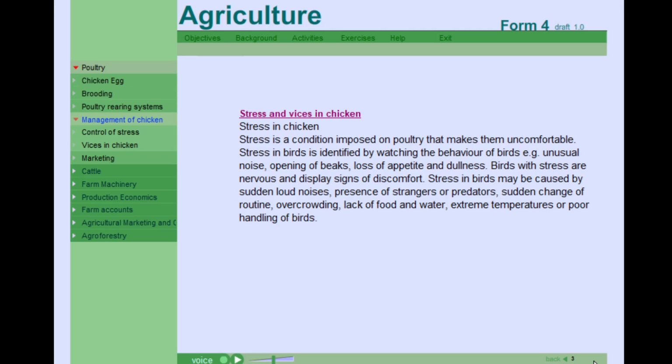Stress in birds may be caused by sudden loud noises, presence of strangers or predators, sudden change of routine, overcrowding, lack of food and water, extreme temperatures, or poor handling of birds.